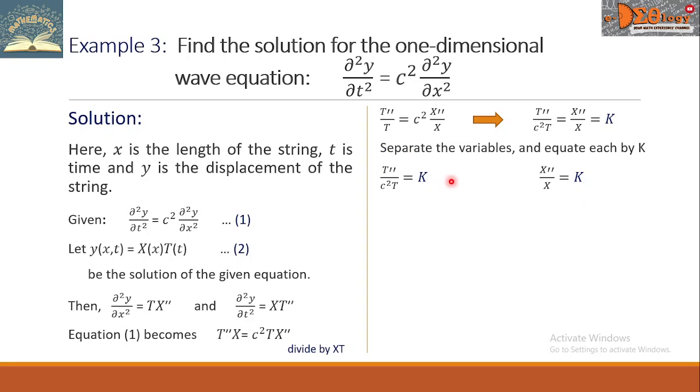Look at our first fraction here. We cross multiply this c squared T to the k. So it becomes like this, and we let the right side be equal to 0.